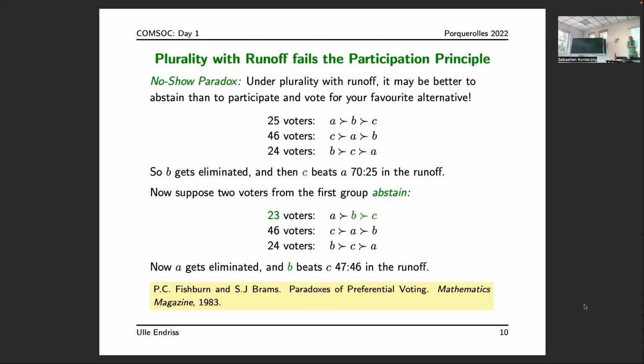So those 2 people made a good choice to stay at home in this very specific situation, and they got something better for themselves than if they had voted for what they actually want. That's very, very weird, but that's a real thing. So that's a problem of the election rule here. All right.